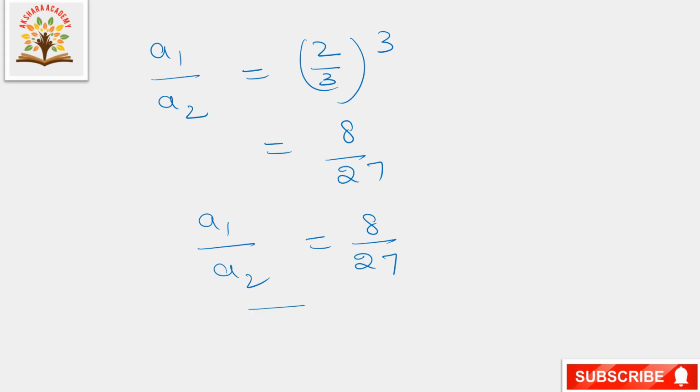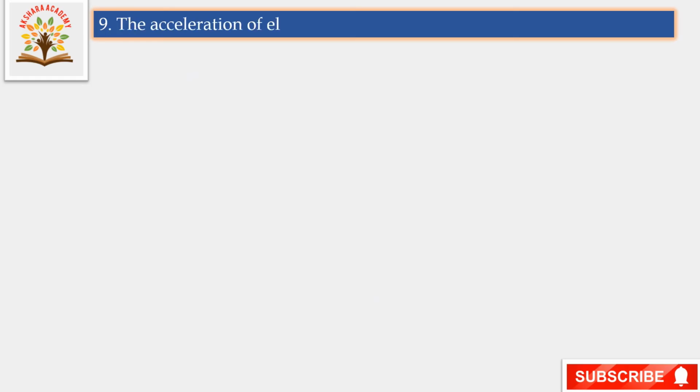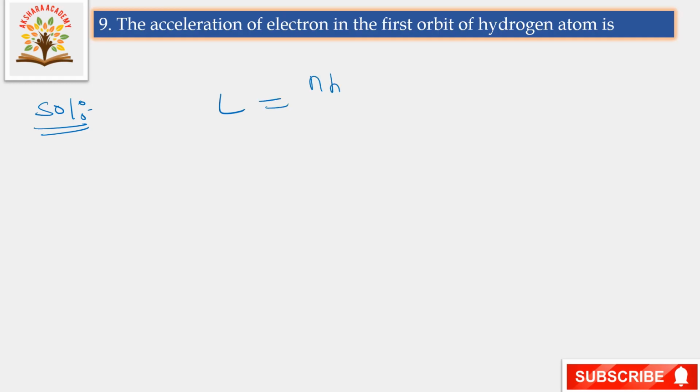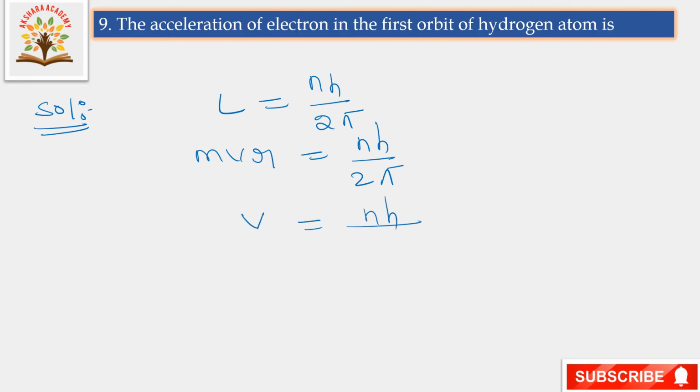Okay, next we'll go to the next question. The acceleration of electron in the first orbit of hydrogen atom is, now let us go to the solution. We are calculating now acceleration of electron. So angular momentum L is equal to nh by 2 pi. L, nothing but mvr, is equal to nh by 2 pi. So from this we can write V is equal to nh by 2 pi m into r.